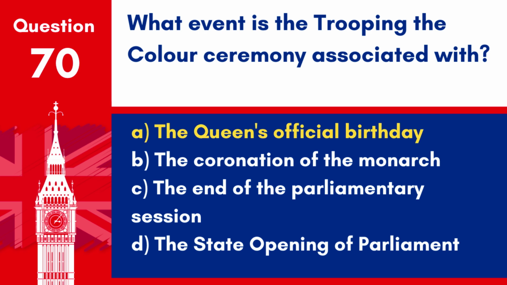Answer: A. The Queen's official birthday. Trooping the Colour is an annual event that marks the official birthday of the British sovereign. It includes a military parade and the trooping of a regimental flag or colour in front of the monarch.